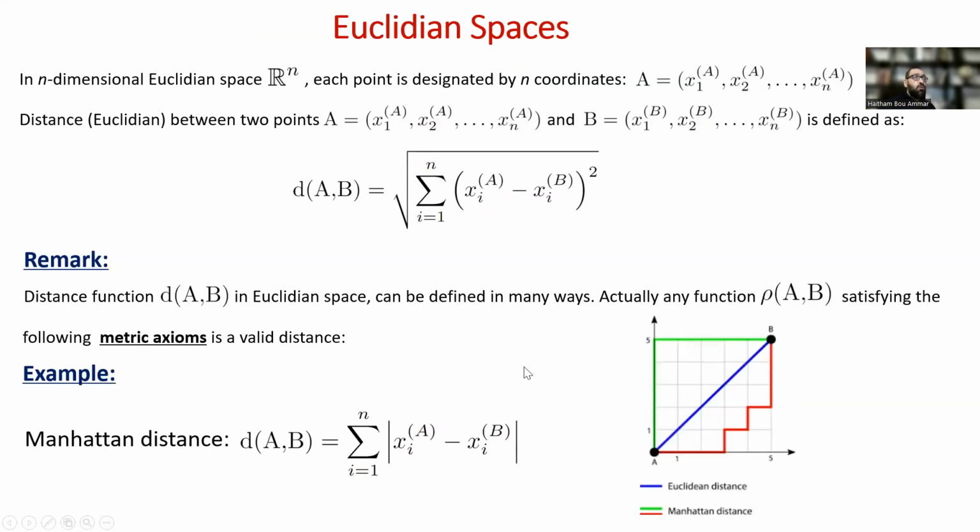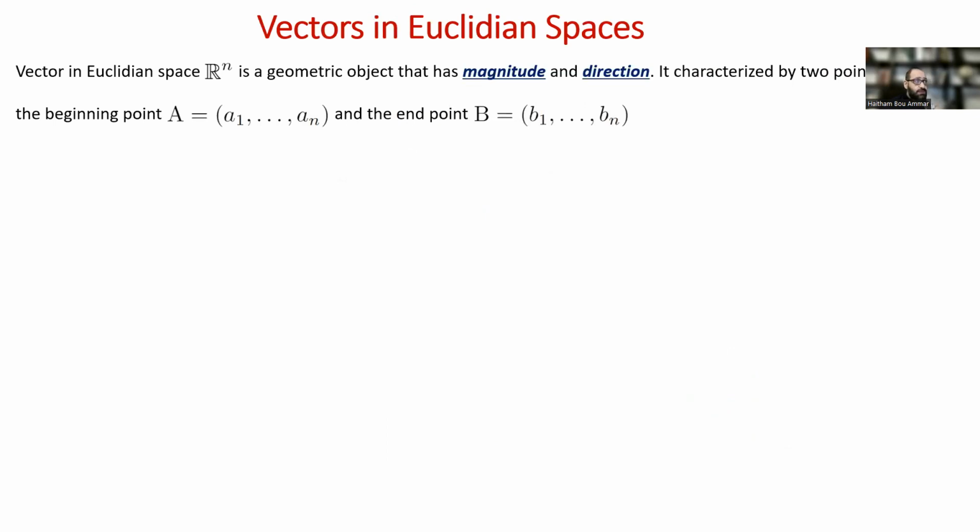Okay, so we talked about Euclidean spaces so far. We talked about what they are. We talked about needing coordinates to specify points in that Euclidean space. And now we also talked about how you define distances. And now we're going to switch a bit and talk about vectors.